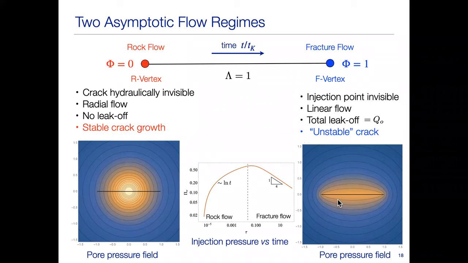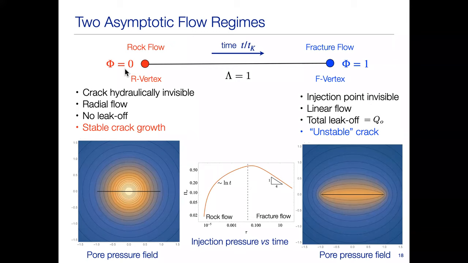It's linear flow in the sense that you can go perpendicular to the flow line, perpendicular to the fracture in the neighborhood of the fracture. And we have a so-called unstable crack, in the following sense: the pressure is decreasing with time, and the pressure decreases as a power law, minus 1/4 power law.